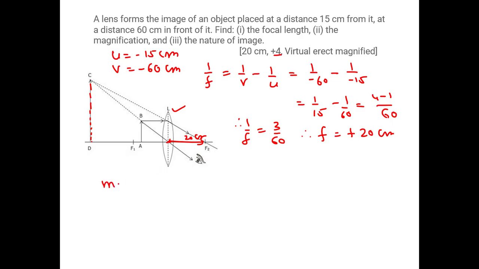Let's find out magnification. M is equal to v upon u. So minus 60 upon minus 15, that will give us plus 4. So m is plus 4. As we can see over here, this is an erect image, so the plus sign is right. 4 means this height will be 4 times h if the object height is h. And we know that in this case we get a virtual, erect and magnified image, which is also seen from the value of m, plus 4, and the fact that the image is formed in front of the lens.